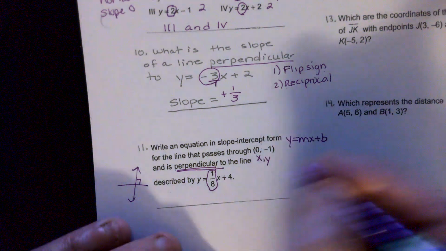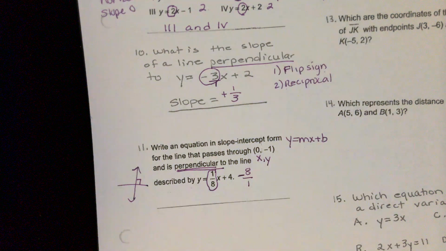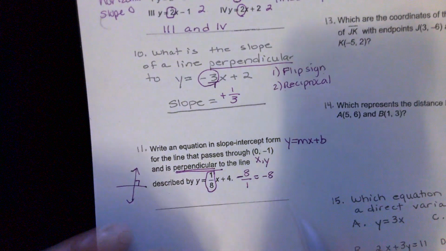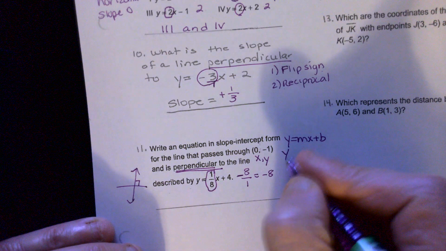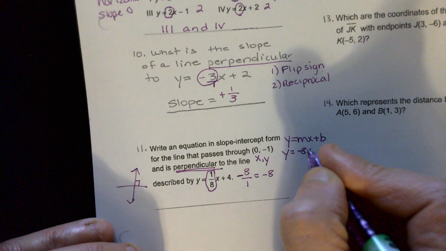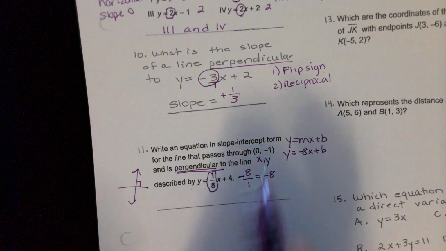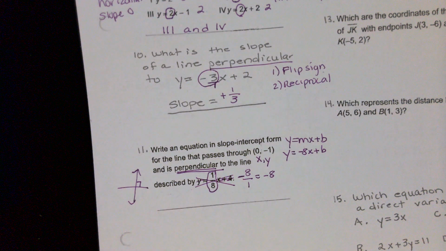So I'm going to flip the sign, make it a negative, and take the reciprocal, which is 8 over 1, which is also just 8. So this is the same as negative 8. That is the slope up here, negative 8x plus b. I don't need this equation anymore. I'm done using that. I just needed to get that slope out of there.